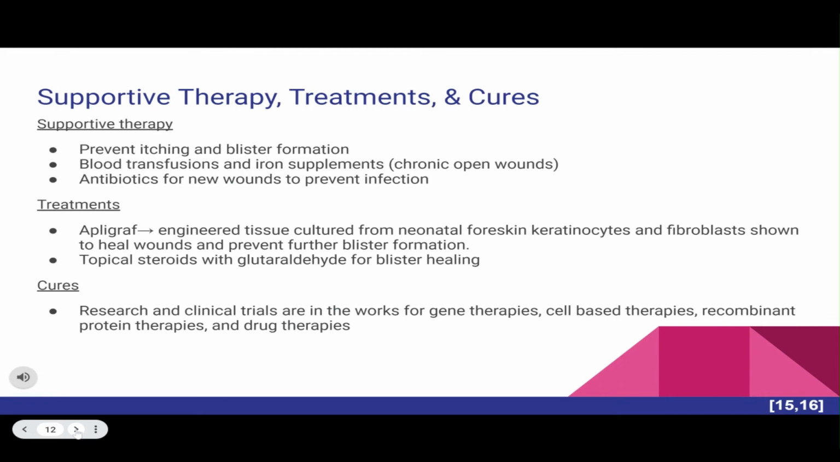The main goal of supportive therapy is to prevent further blister formation, which can be achieved by reducing the itching in the patient. Blood transfusions and iron supplements can be used to compensate for blood loss from chronic open wounds in patients with blisters.